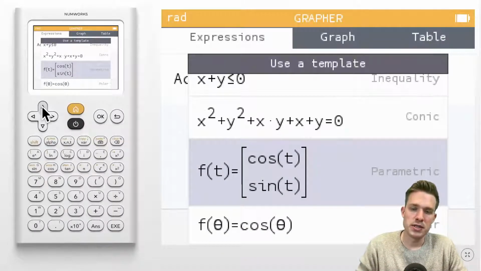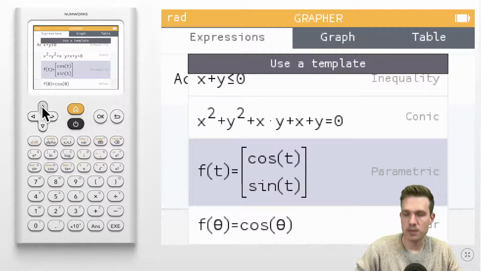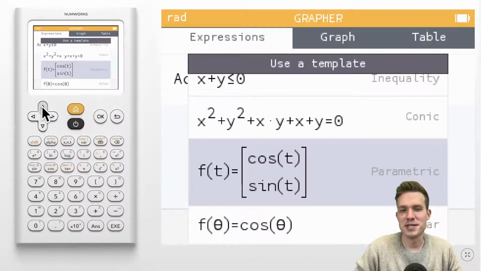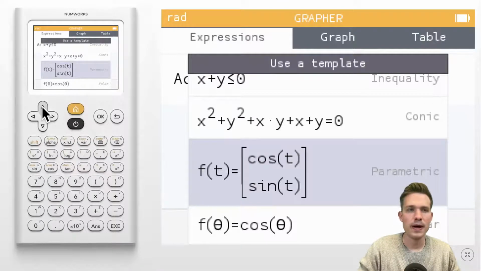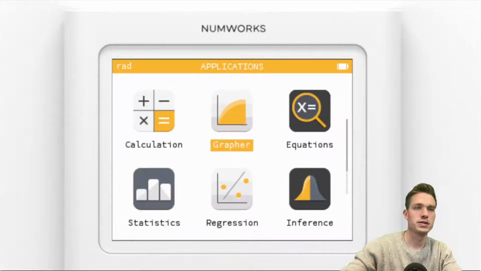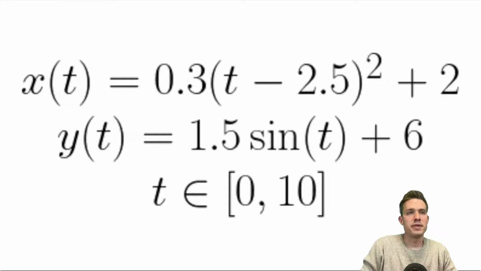Parametric curves are just going to use a matrix here, a 2 by 1 matrix, 2 rows, 1 column, to define your x and your y parts of your parametric equation. So let's take a look at an example. I'm going to grab some notes here. Here is an example of a set of parametric expressions, so x of t and y of t. Take a look at those for a second.